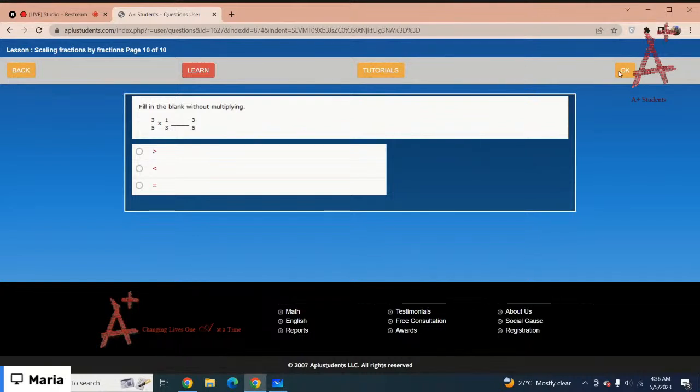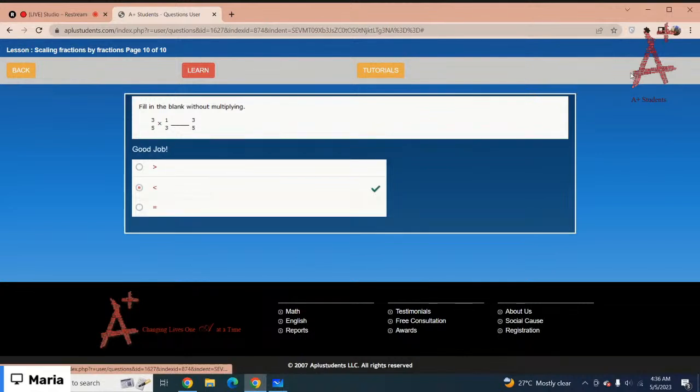Okay, 3 by 5 times 1 over 3, and you have to compare it to 3 over 5. So which is the correct option? 1 over 3 is less than 1. That means 3 by 5 times 1 over 3 is less than 3 over 5. The correct option is less.